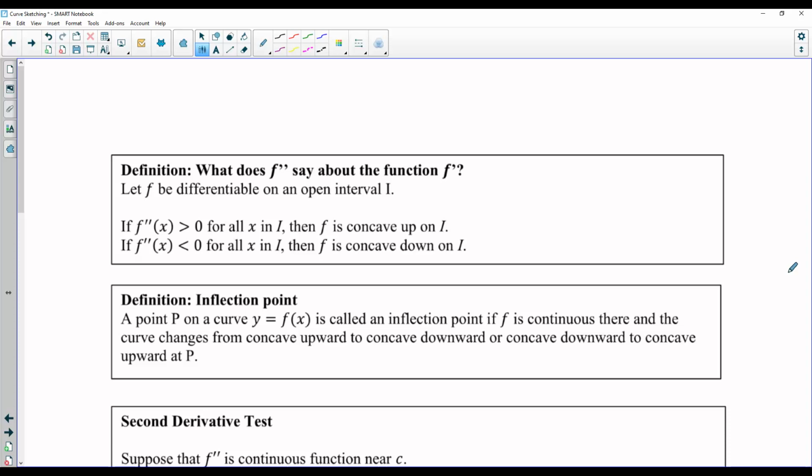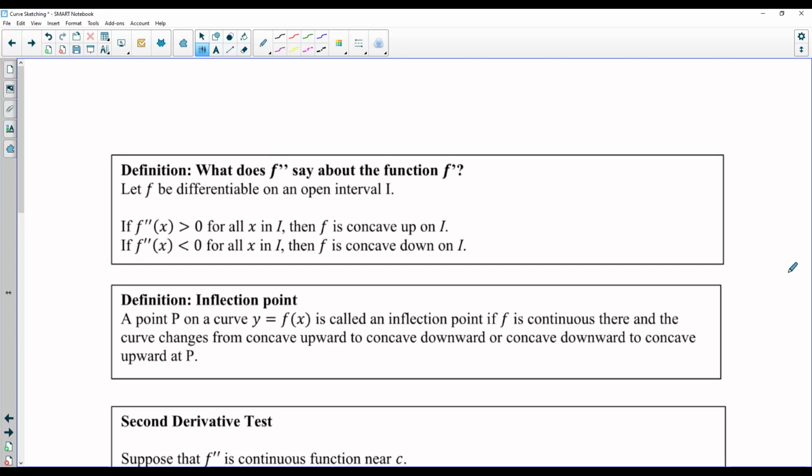Hello, AP Calculus students. In today's lesson, we are going to look at the second derivative test and then try to identify what information determining a second derivative can tell us about the shape of a particular function that we are examining.